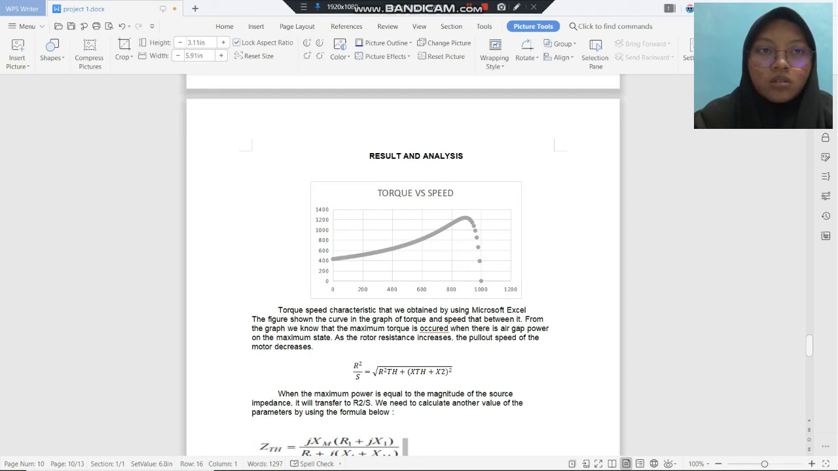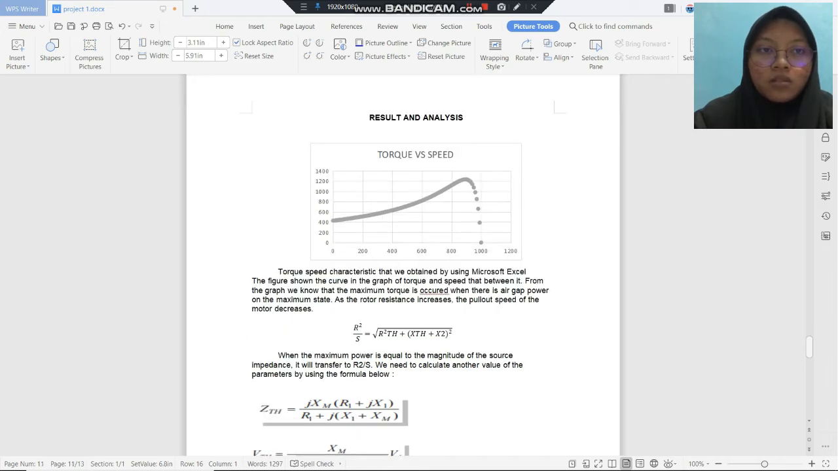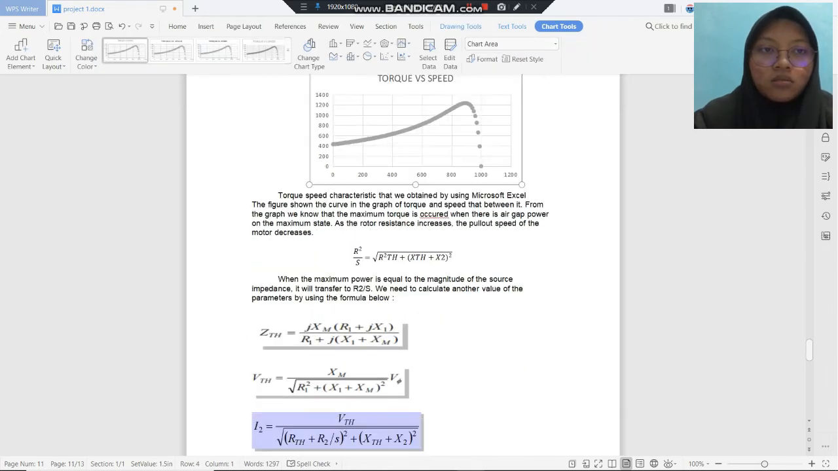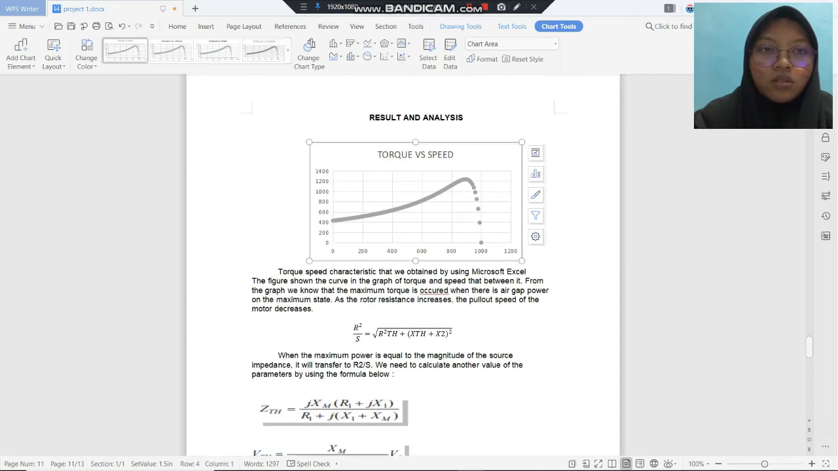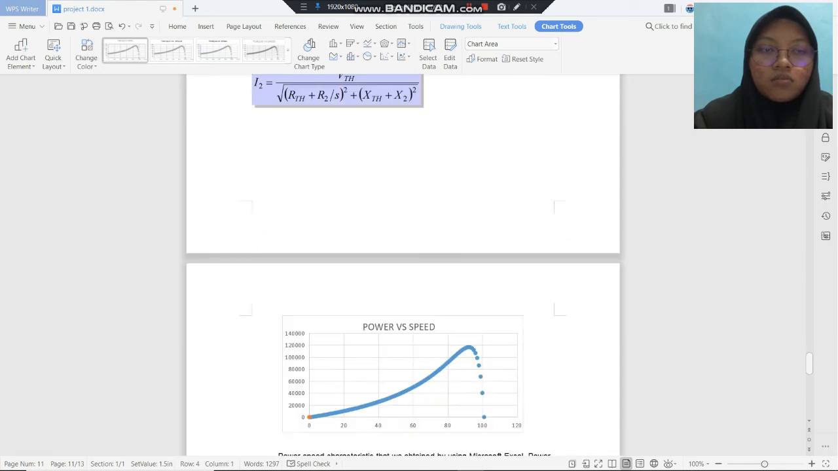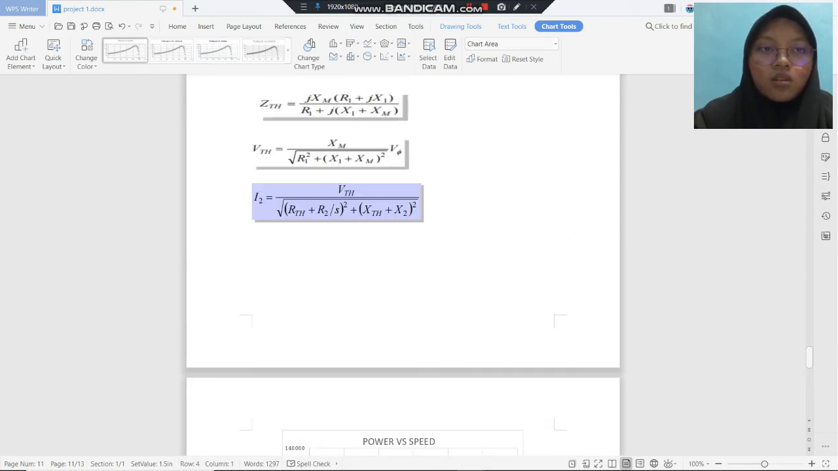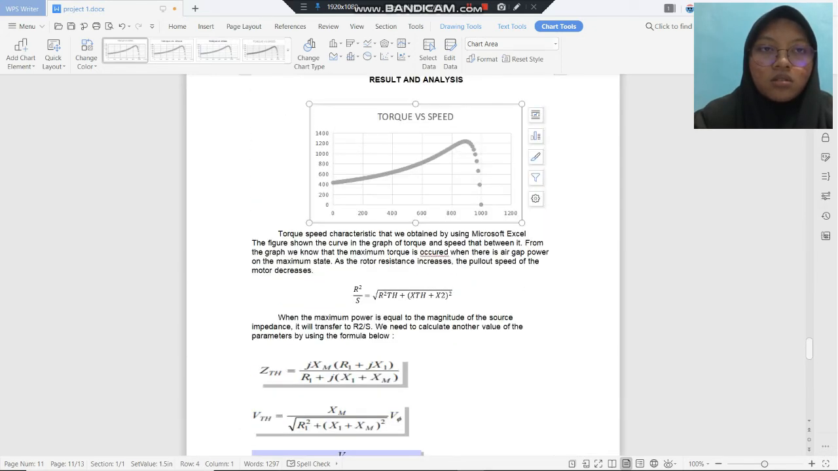So for this project, we use Microsoft Excel to run the simulation. From Microsoft Excel, this is what we get. This is the graph. For this project, we use synchronous speed, torque speed characteristic, and power speed characteristic. This is the formula that we use in Microsoft Excel.